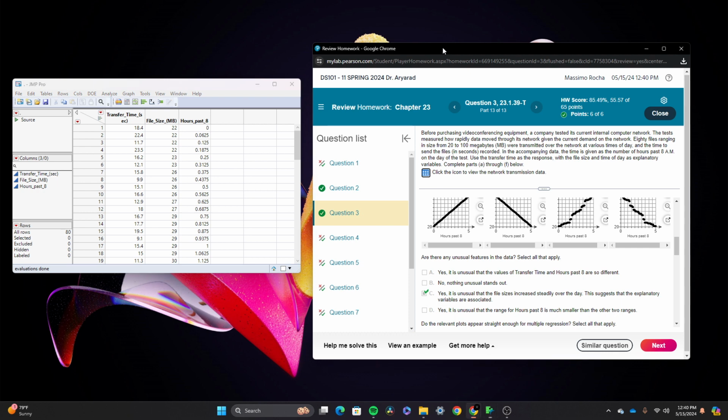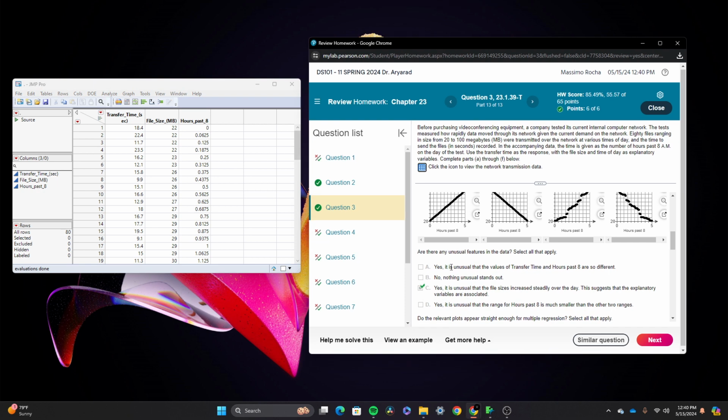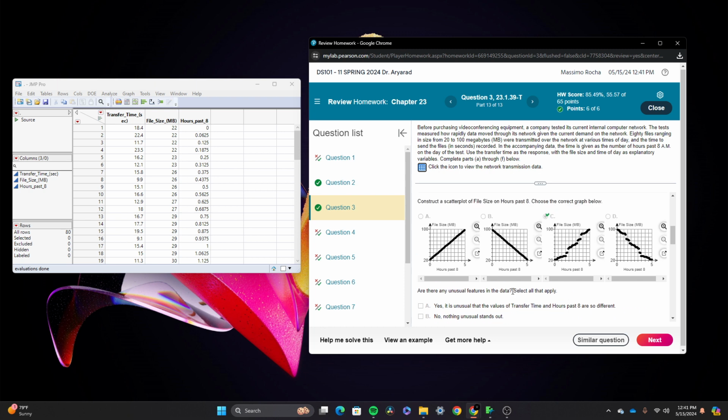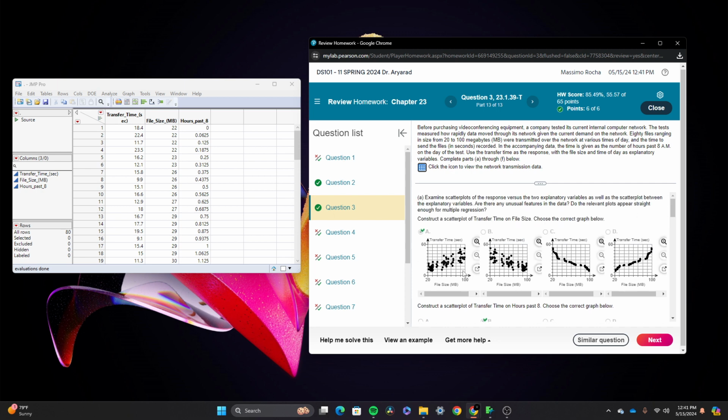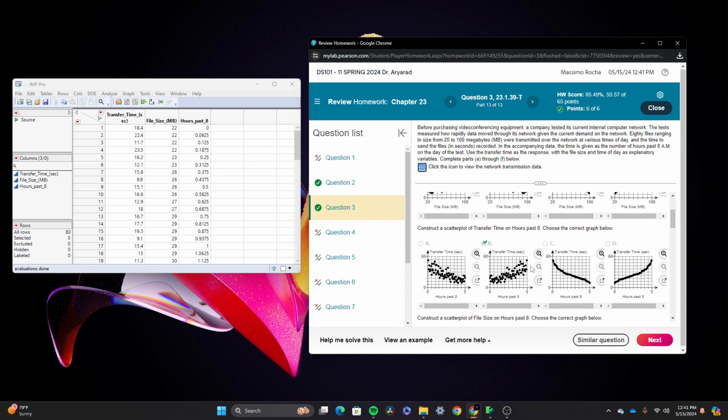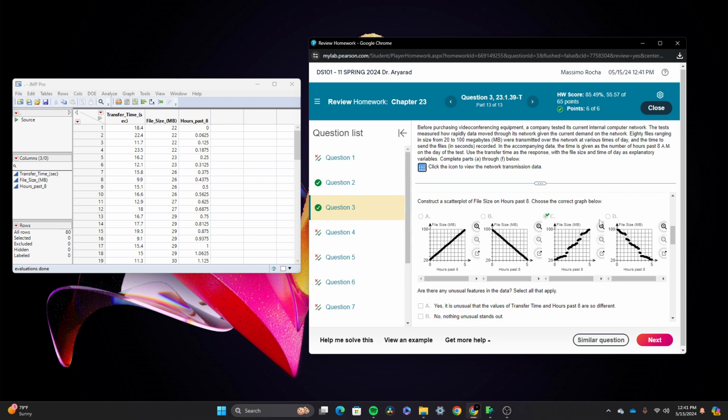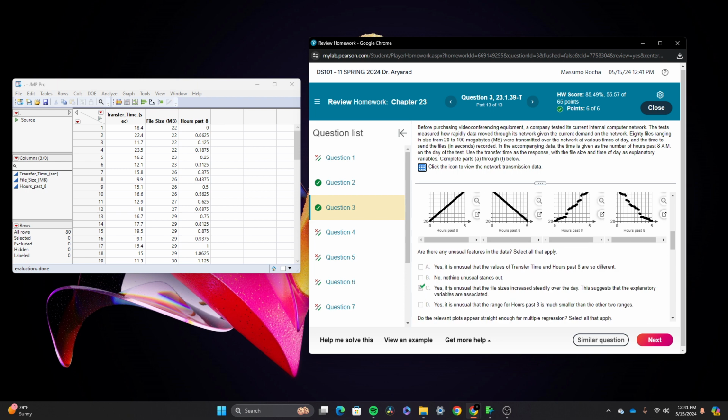So yeah, got that. And for this right here, are there any unusual features in the data? The answer is yes, because it is unusual that file size increases steadily over the day. This suggests that explanatory variables are associated. So, see here, all of them are increasing. All of them have a positive, or not positive, but increasing direction, going up. This one going up. This one going up. They're all going up. Therefore, it is going to be C.